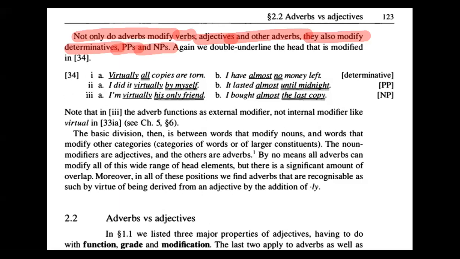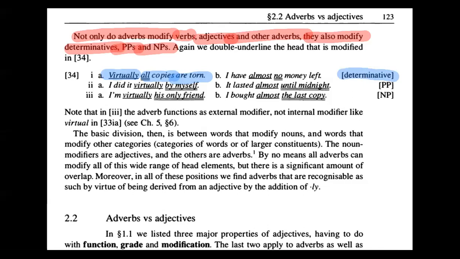Virtually all copies are torn. Torn يعني تمزقت. Okay? Virtually, فعليا, all copies. So here, all copies are torn. So virtually, نحن هون virtually what? All. So virtually all. Here, virtually, which is an adverb, modifies its alternatives.